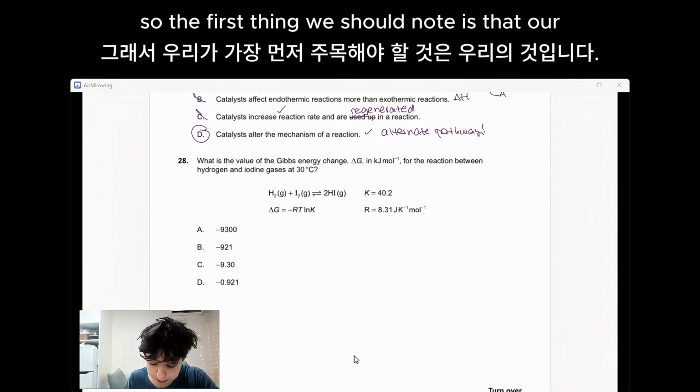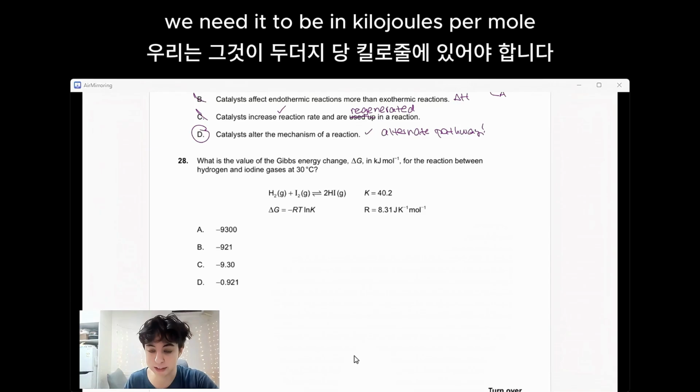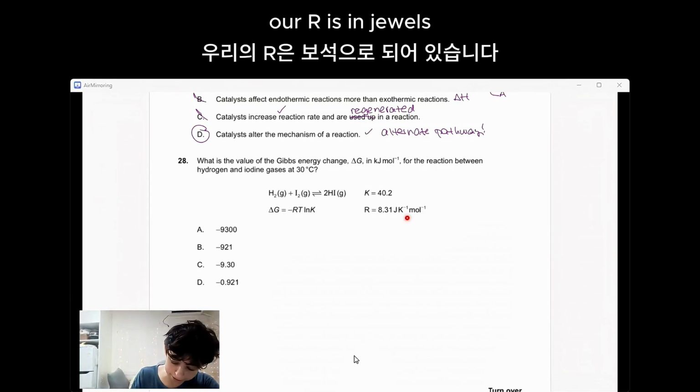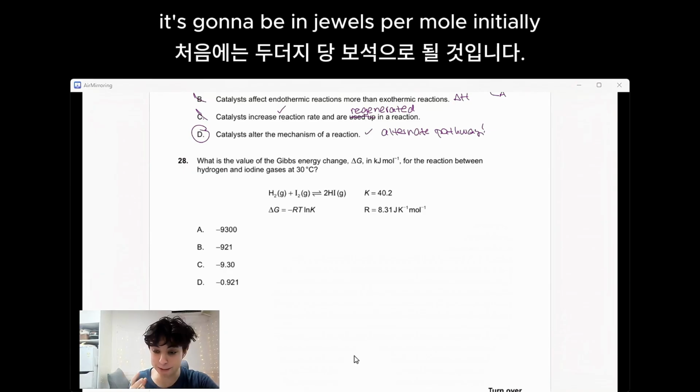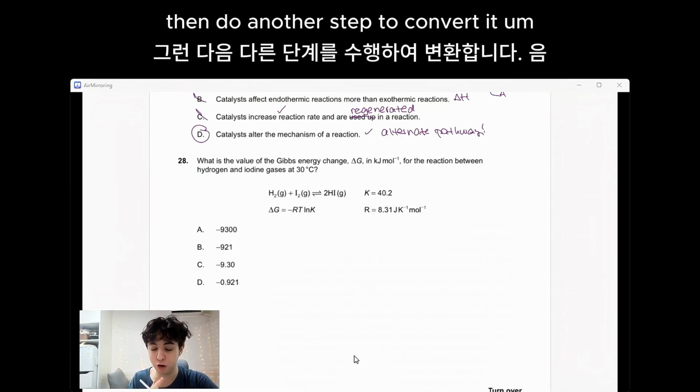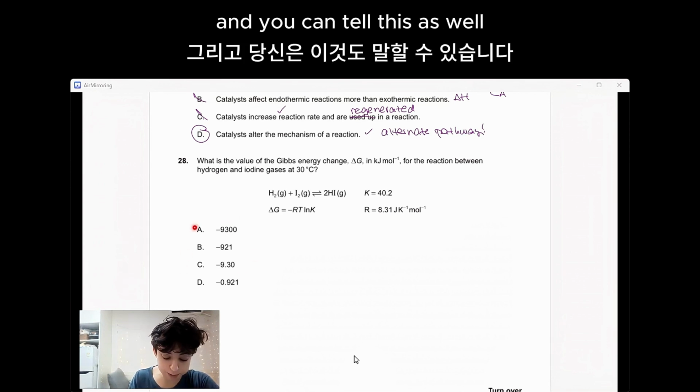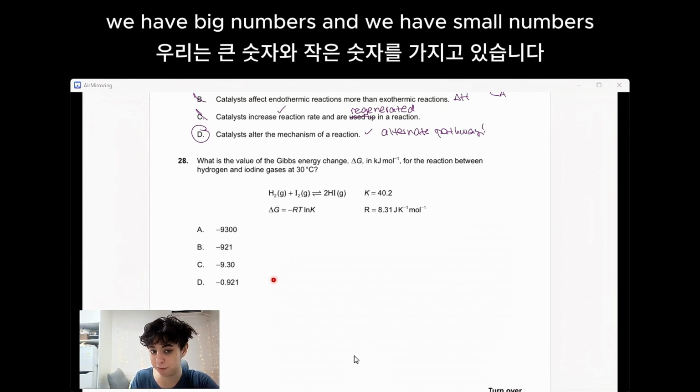So the first thing we should note is that our Gibbs free energy change, we need it to be in kilojoules per mole. Our R is in joules. So when we do our baseline calculation, it's going to be in joules per mole initially, and we're going to need to then do another step to convert it. And you can tell this as well because in our answer choices, we have big numbers and we have small numbers.